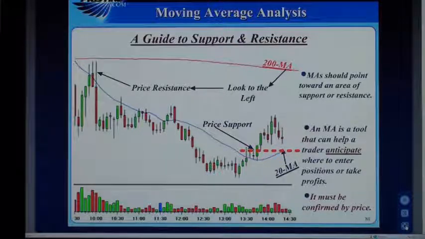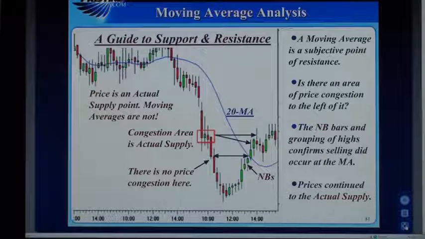And so when we look at moving averages, whatever moving averages you may be using, look to the left and see if they are in alignment with prior areas of price resistance or price support. Price is an actual supply point. Moving averages are not. Remember, moving averages are subjective as a reference point of resistance. Always want to ask, is there an area of price congestion to the left of that moving average?